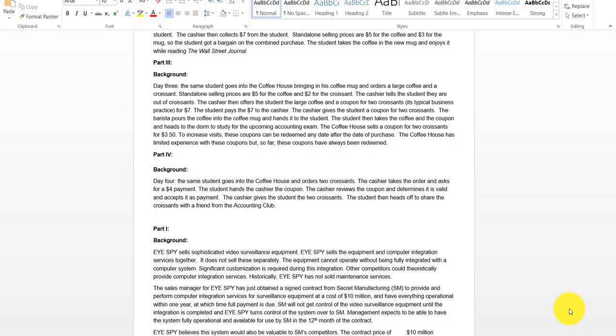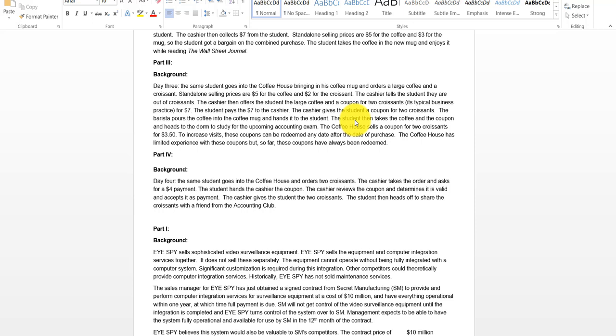Class, this is an explanation of the answers to a couple of our practice revenue recognition problems from this particular learning module.